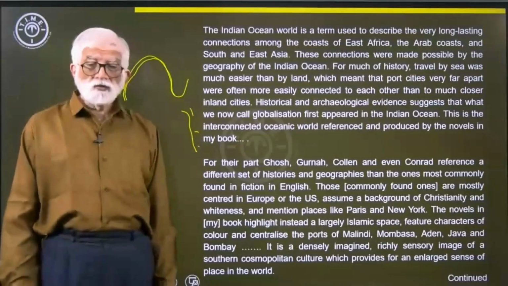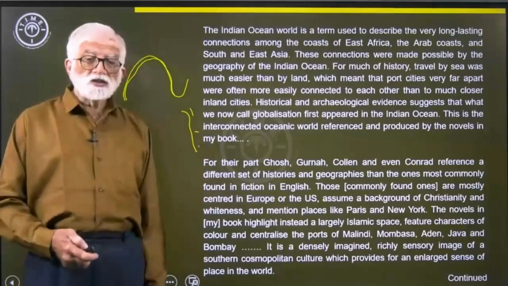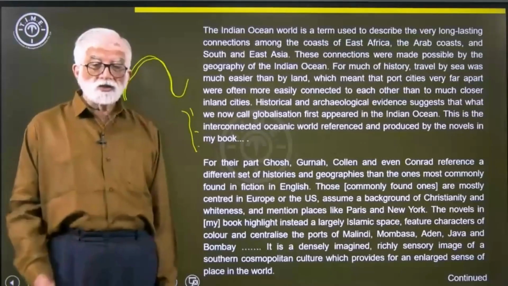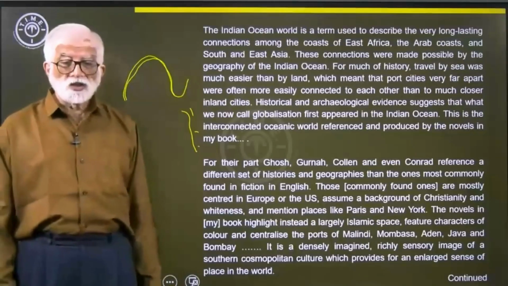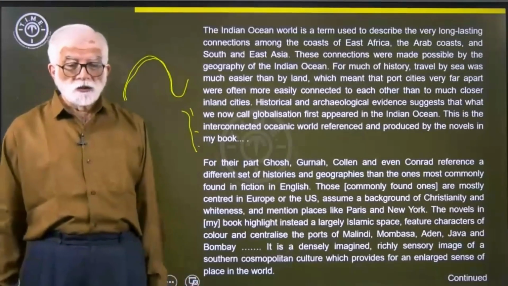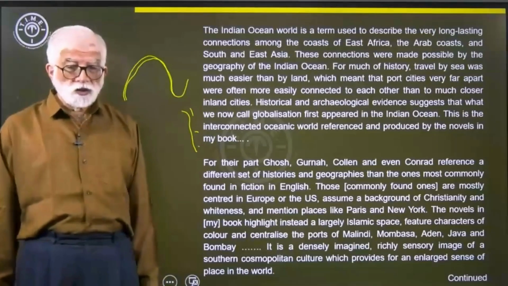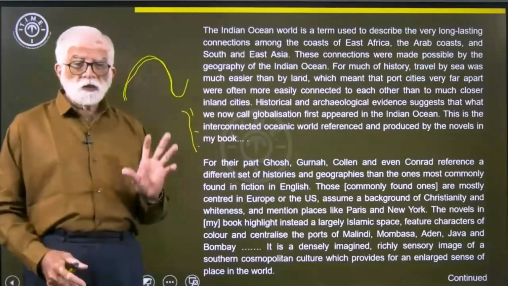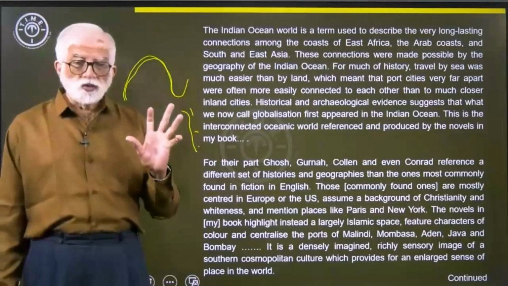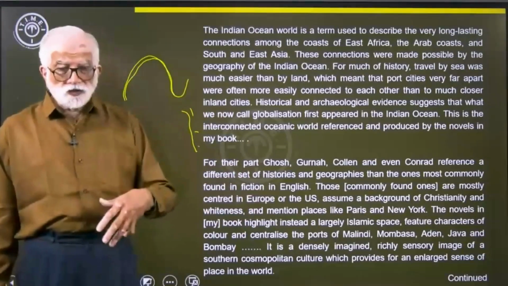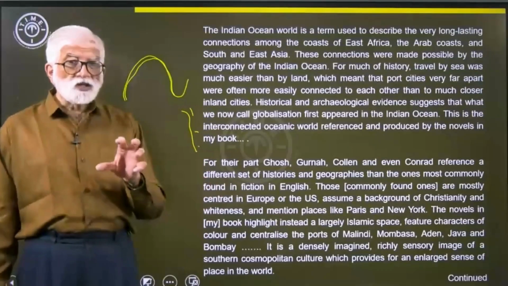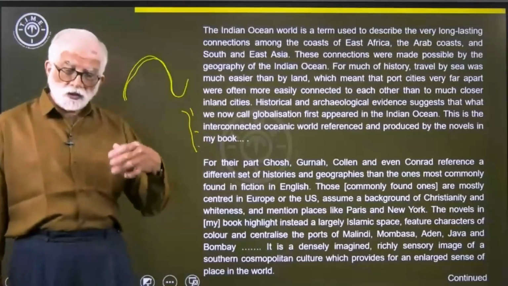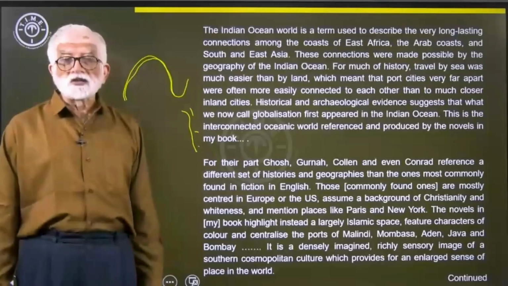But the novels in my book highlight instead a largely Islamic space, feature characters of color, and centralize the ports of Malindi, Mombasa, Aden, Java, and Bombay. It's a densely imagined, richly sensory image of a southern cosmopolitan culture, which provides for an enlarged sense of place in the world. So while most fiction centers itself on Europe and the US, and people would therefore not be expected to see beyond those places, this set of fiction gets them to understand that there is a much larger world, and that larger world includes the Indian Ocean world, which was also cosmopolitan in some sense.